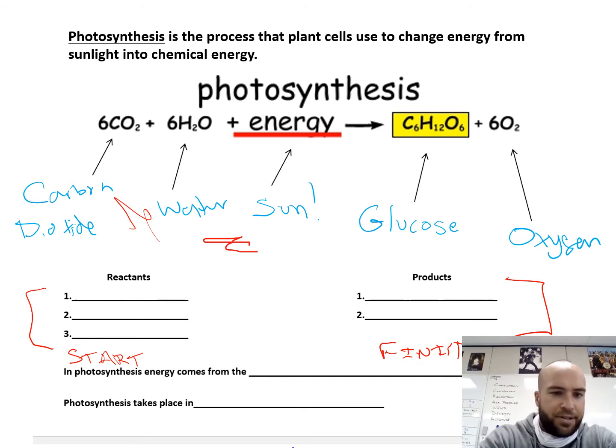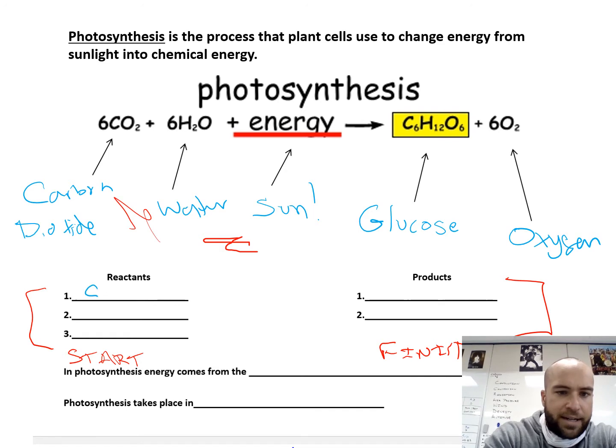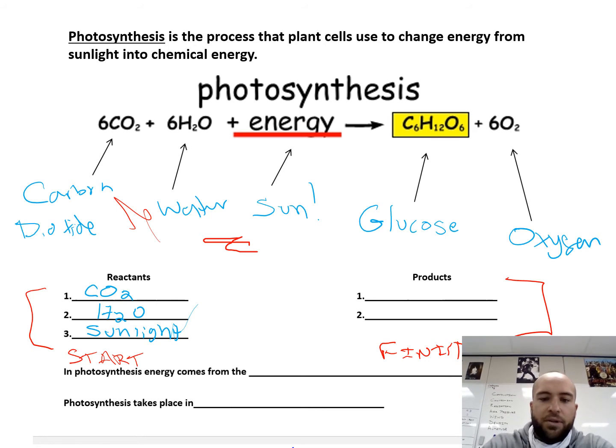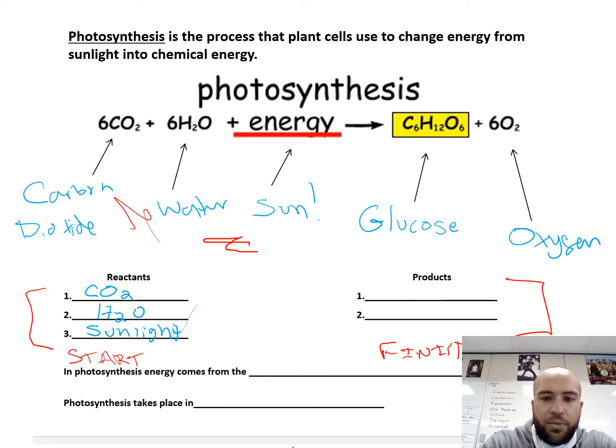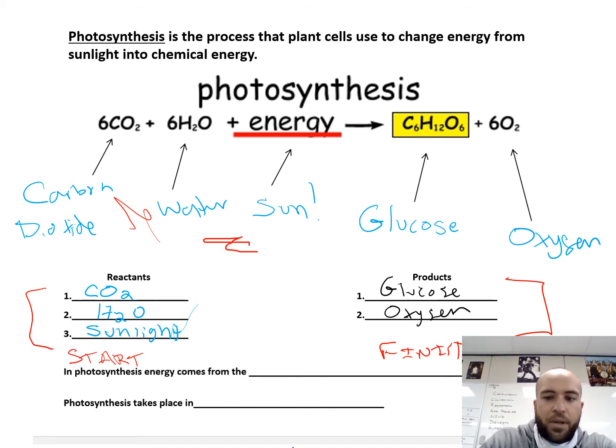So we're just going to fill this in now. So what are our reactants? Our reactants is what we start with. We start with CO2. We start with H2O. We start with sunlight. Obviously, right, we need the sun for photosynthesis to work. And we finish with glucose and oxygen.